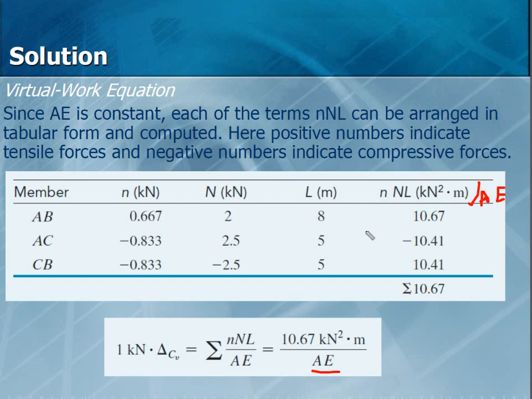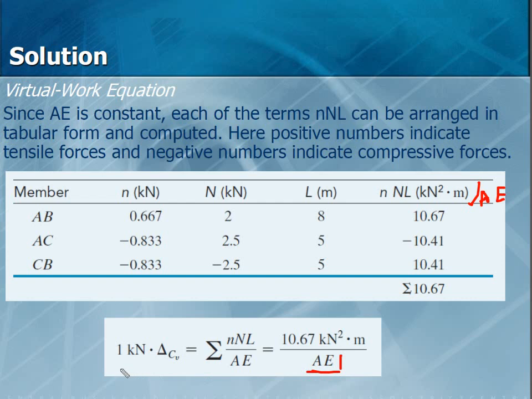If the areas are different, you have to bring A into the calculation, because the easy way is then to just take the summation. Here only this part has been calculated, n small times n capital, multiplied by L, and then all of it is divided by AE. Why is this method used? Because AE is constant for the members, so it has been taken out.